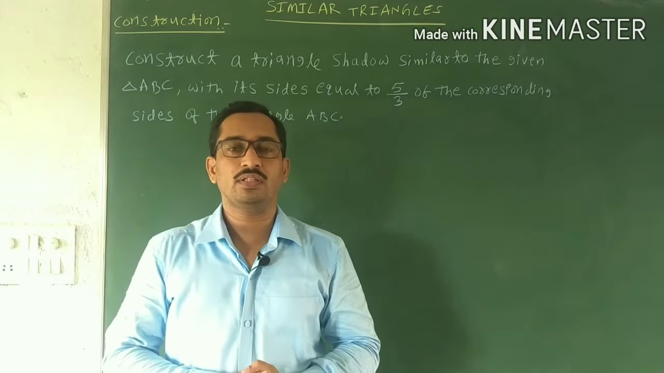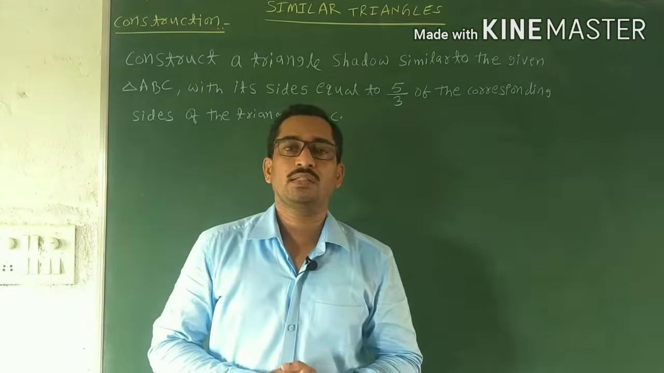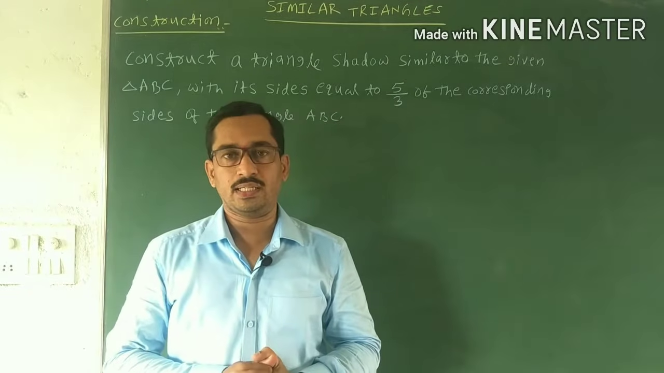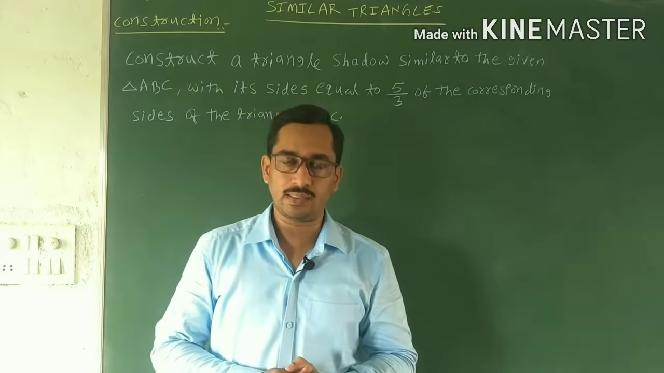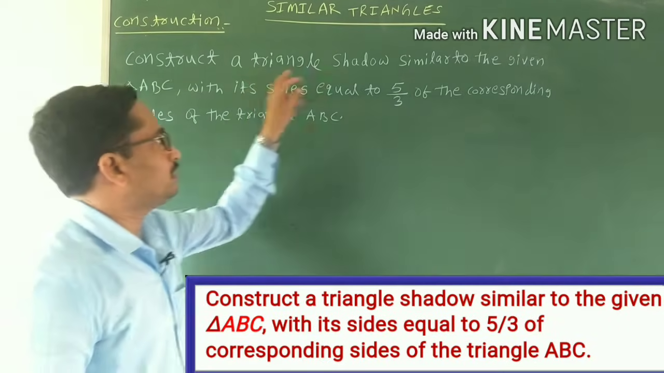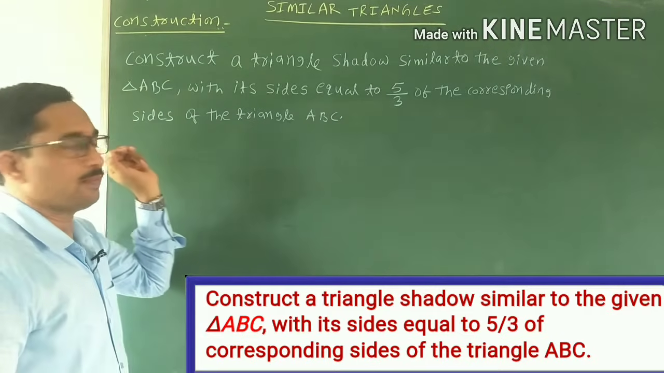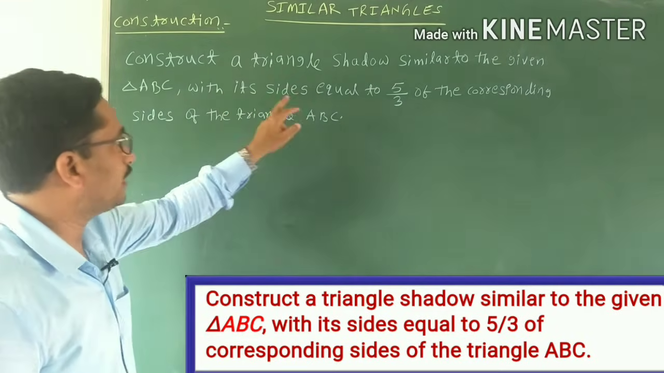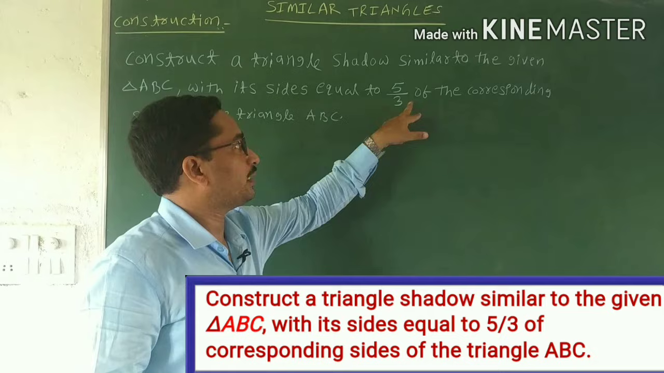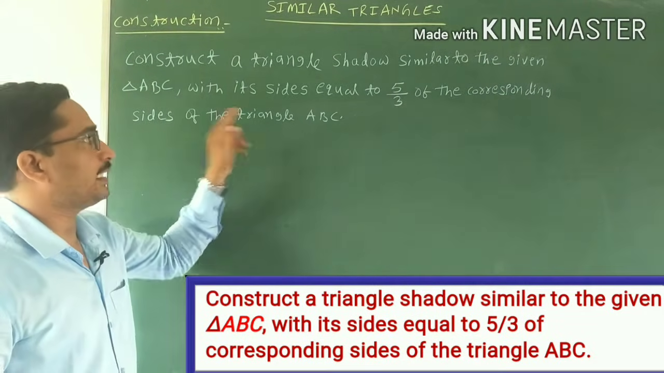In this video, we are going to learn a geometrical construction of a triangle similar to the given triangle as per the scale factor. Now see the problem: construct a triangle similar to the given triangle ABC with its sides equal to 5/3 of corresponding sides of triangle ABC.